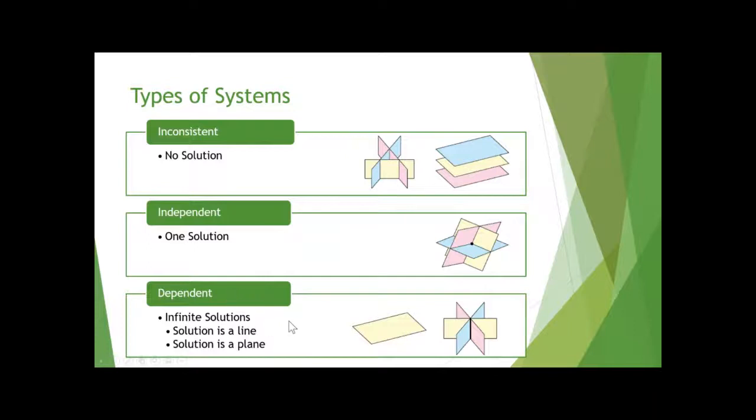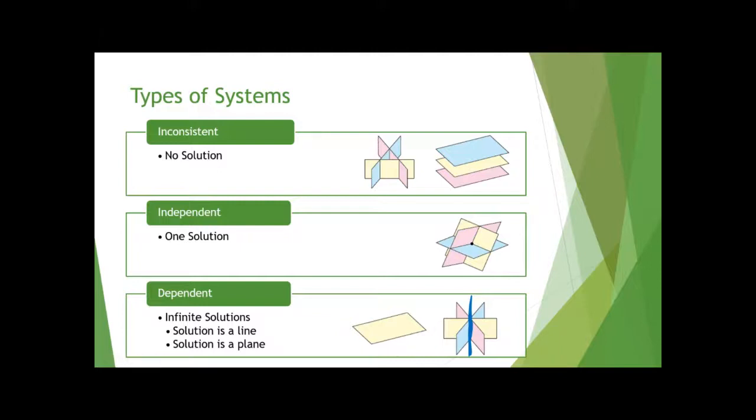A dependent system is where all of the equations depend on each other, and that gives you infinite solutions. You can get a solution that's a line. That is this second picture, where the intersection is not a point, it's actually the equation of a line. Or your solution could be a plane, where all three equations are basically identical, just multiplied by a different constant, but they are the same flat surface, which means they're intersecting everywhere because all you have is one flat surface. Those are the different types of solutions that you can have.